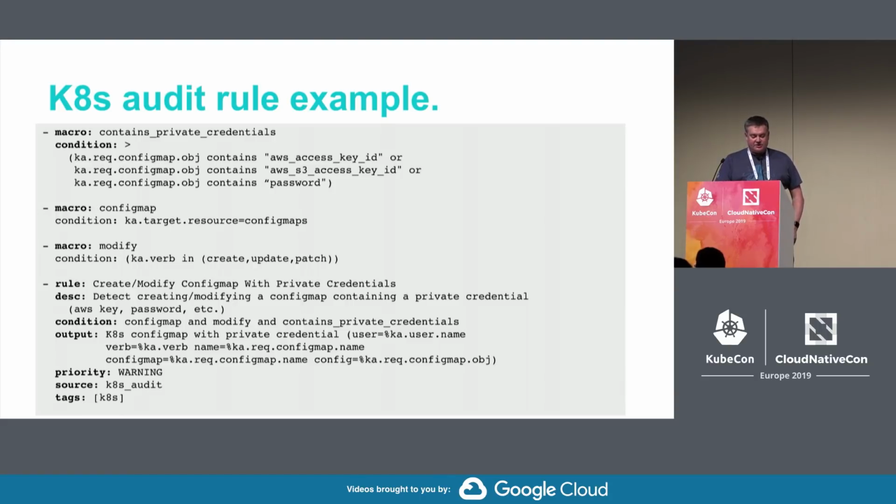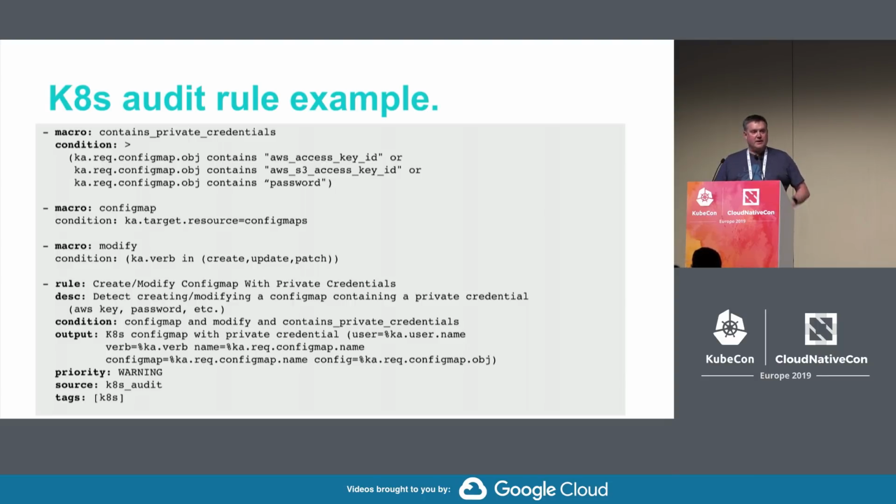And then they have the condition, again, where we're filtering against the audit events to see if something matches or doesn't match. And we're just taking all the macros and putting them together with ands. So it was a config map, and it was a modify action, and when you go look at the contents of the config map, it had something shady in it like a password.